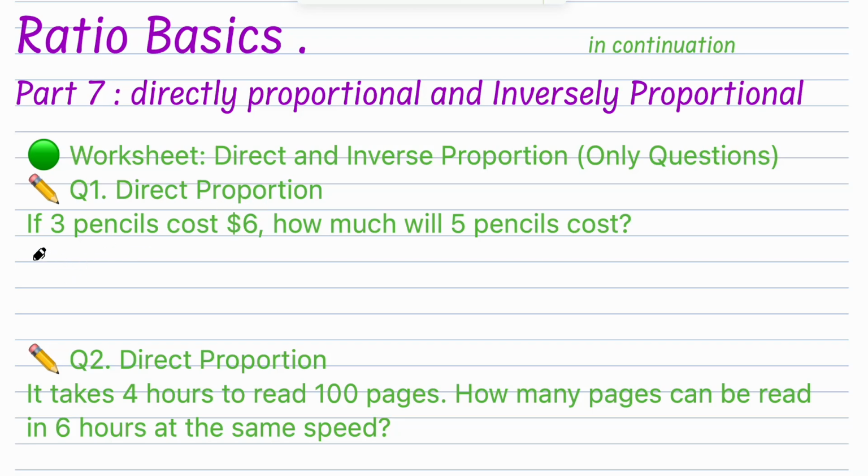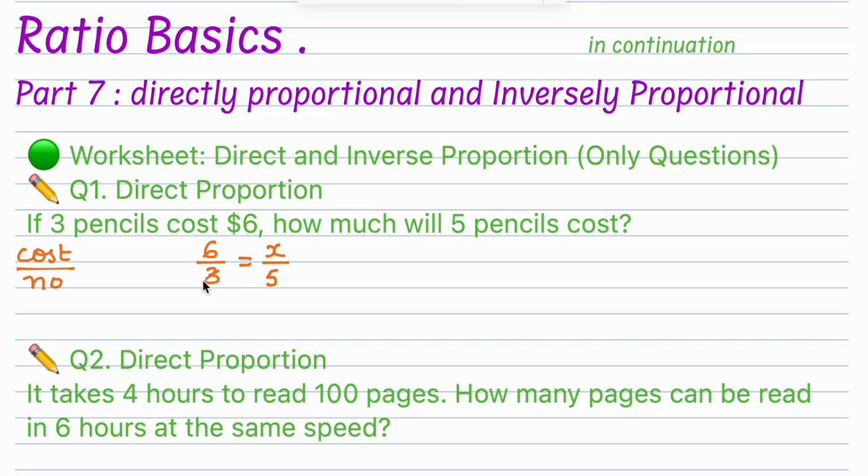Now let's write the ratio. Let's write cost in the numerator and number of pencils in the denominator. So if cost is 6, then number of pencils are 3. And because cost is proportional to the number of pencils, I can say this is equal to, now the numerator is cost and we have to find the cost, so that is our variable, and 5 is the number of pencils. If the number of pencils is 3, cost is $6. If the number of pencils is 5, what is the cost? This we have to calculate.